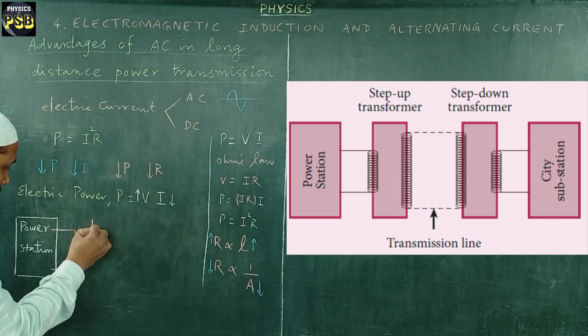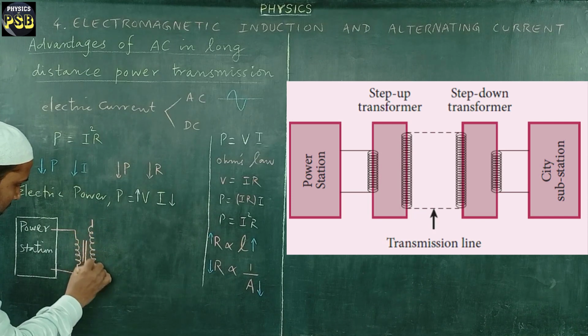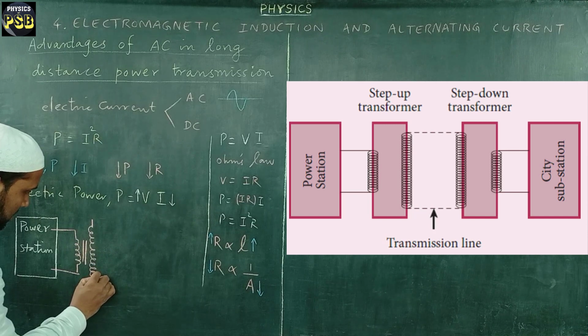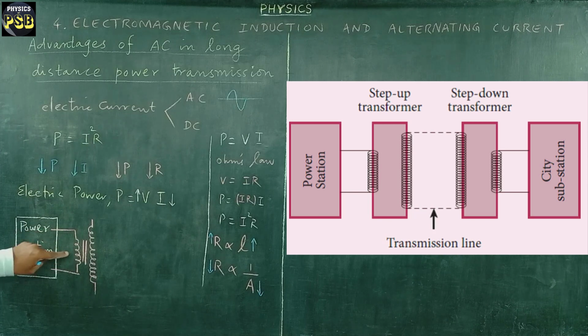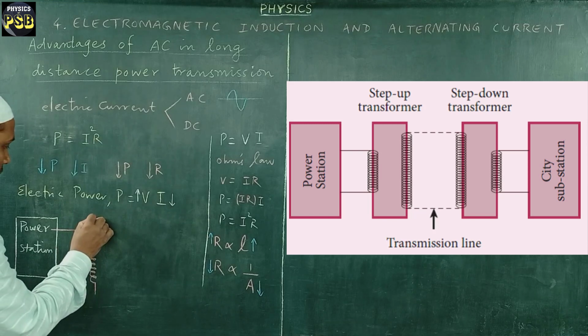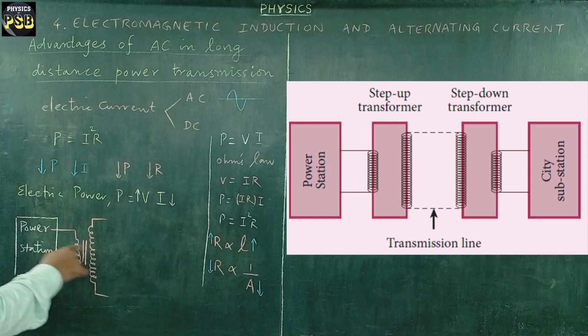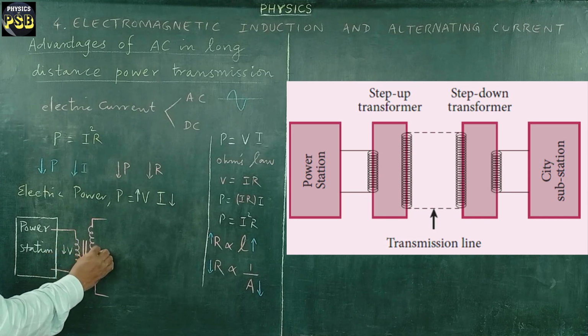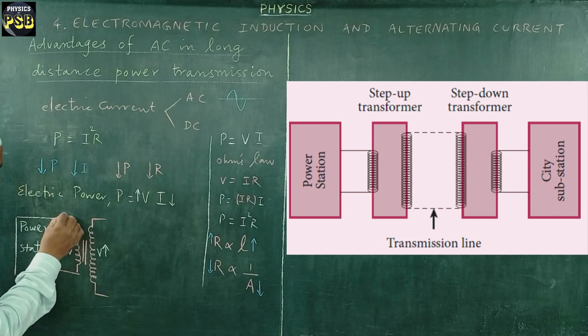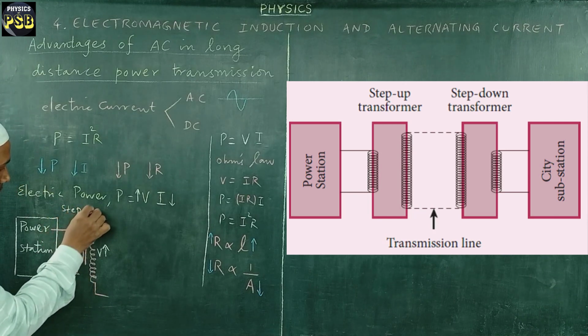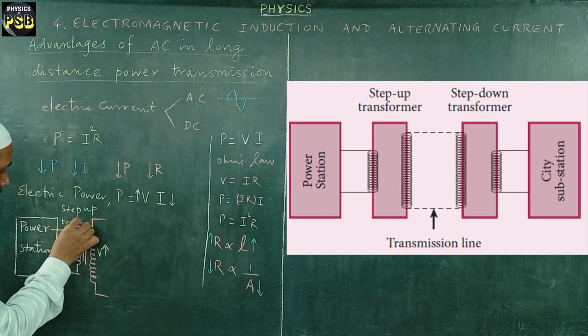In case of a step up transformer, the number of turns in the secondary coil is more than the number of turns in the primary coil. This is the primary coil, this is the secondary coil. As you increase the number of turns, the voltage will also increase. Here the voltage is low. Here the voltage has increased with the help of this step up transformer.